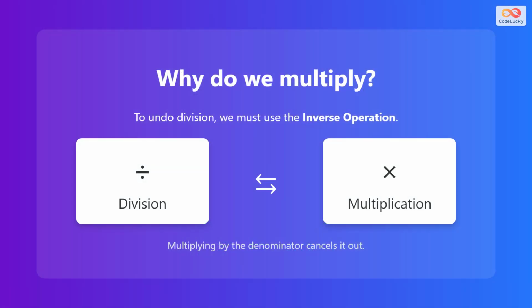Why exactly did we multiply? Because multiplication and division are inverse operations. They undo each other. Just like addition undoes subtraction, multiplying by a number undoes dividing by that same number. This effectively frees the variable from the denominator.